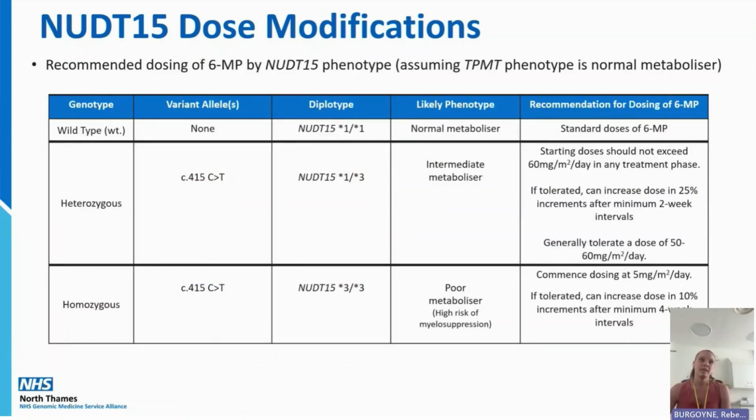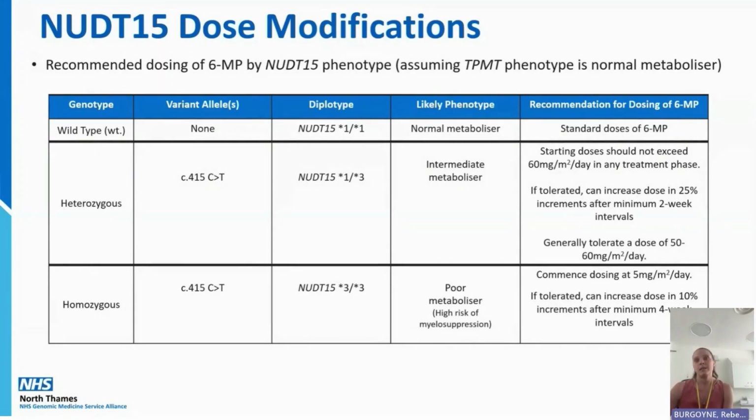So now having a look at NUDT15, it's slightly easier because we only have one loss of function variant currently. So again, these recommendations are based on the fact that TPMT phenotype is assumed to be normal. So your wild type patients, no variant alleles, two wild type star 1 alleles, normal metabolizers, standard doses of 6MP. So your heterozygotes, and these are your patients that carry the wild type allele and one loss of function star 3 allele. These are your intermediate metabolizers, and starting doses should again not exceed 60 milligram per meter squared per day in any treatment phase.